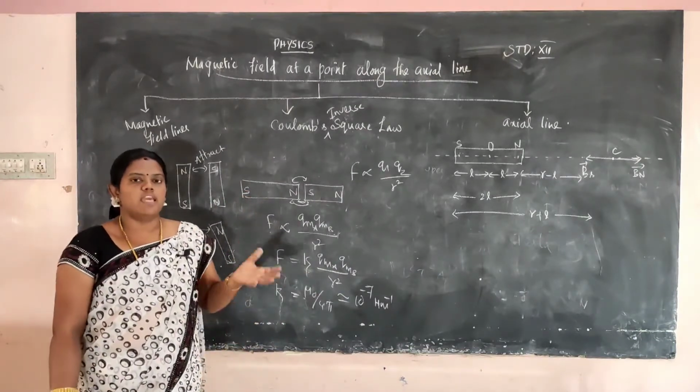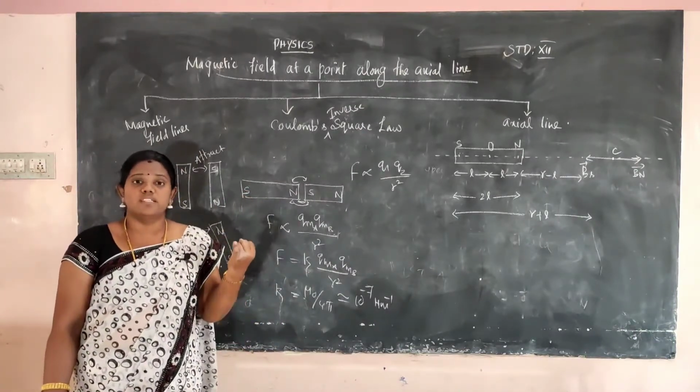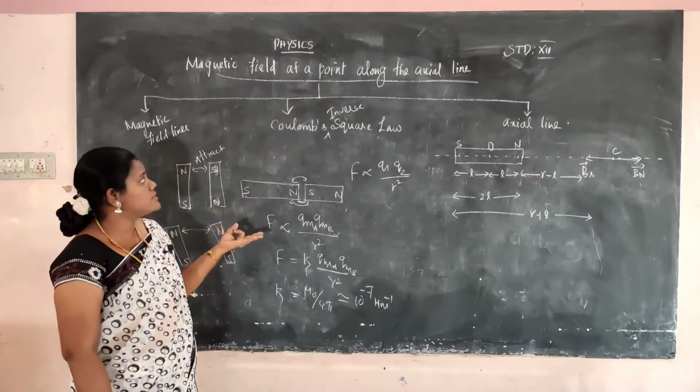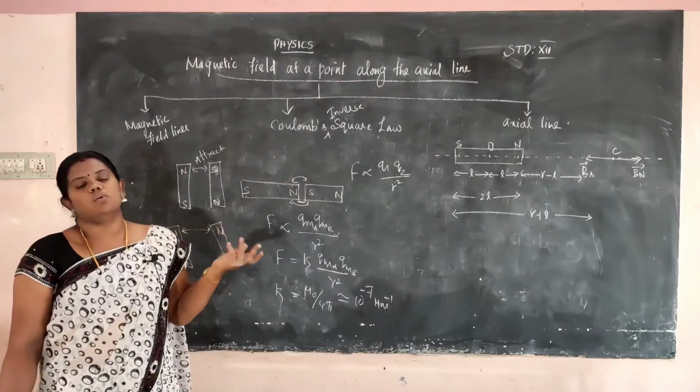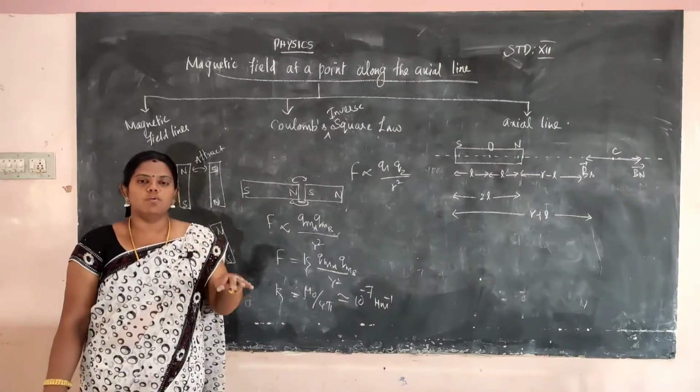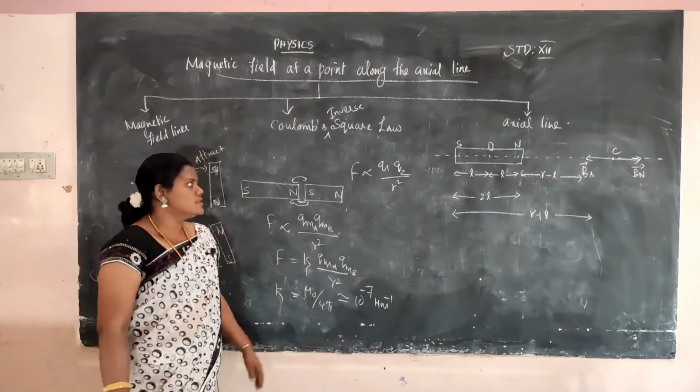In the same way we explained Newton's universal law of gravitation and Coulomb's law in electrostatics, this is Coulomb's inverse square law in magnetism. All three laws look the same, only the terms change. This is the inverse square law.